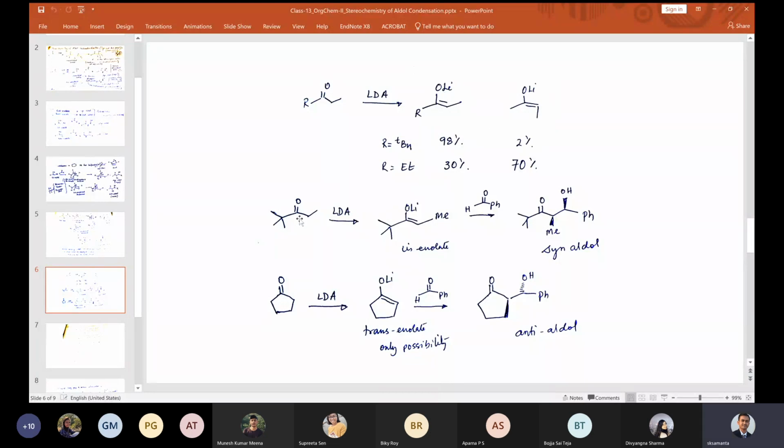So for example, if you take this compound, take a base, then you get the cis enolate, then you take another substituent, you get the syn-aldol. Similarly, in this case, it is a very interesting situation, because here you do not have a choice to form a cis enolate. This is already locked in the trans enolate. So this is your only product. Anti-aldol would be the sole product in this case.